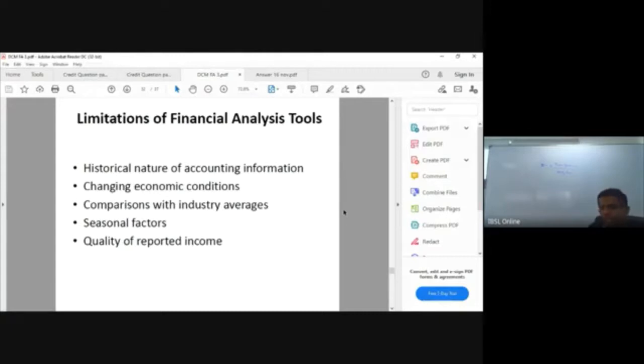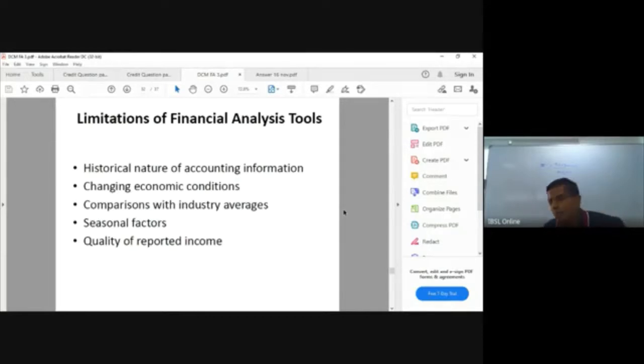In the same way, seasonal factors are there also. When you are calculating the ratios, all the seasonal factors you have to eliminate. Otherwise, it will give some erroneous or misleading information to the decision maker. Therefore, that is also not good.